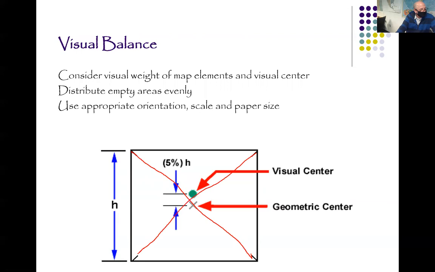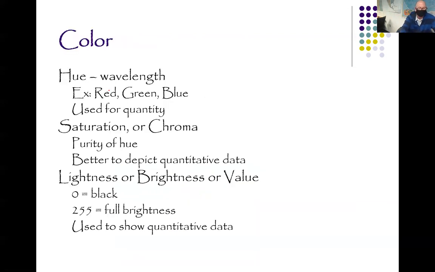Anyway, its geometric center would be where those diagonals actually cross. And so the visual center would be about 5% higher than that, as far as the height of the map goes, 5% of the height. That's where our eyes normally go, a little bit higher than the center. So there you go.